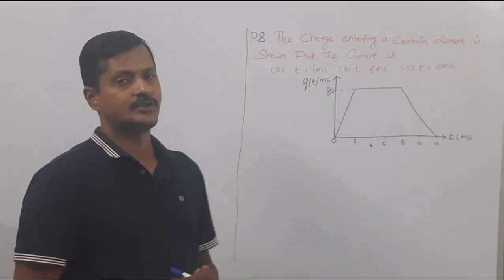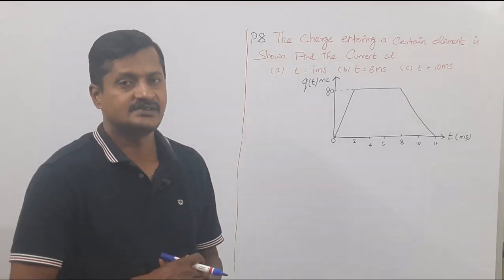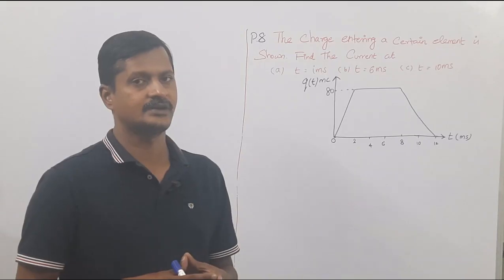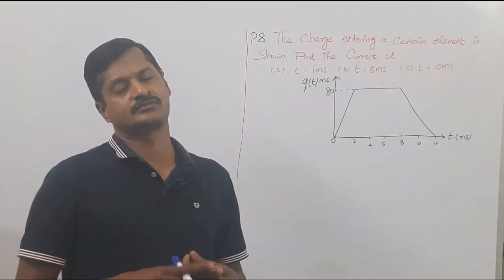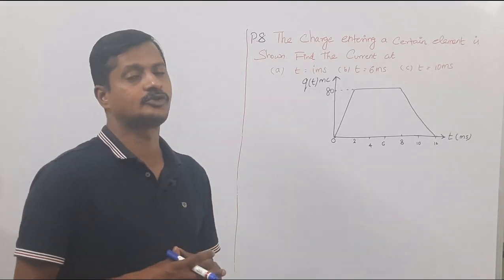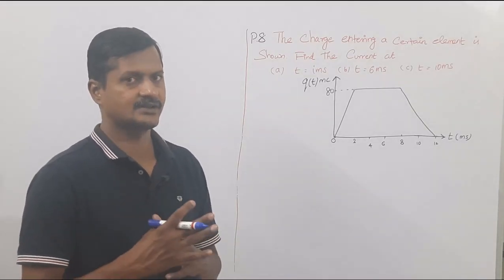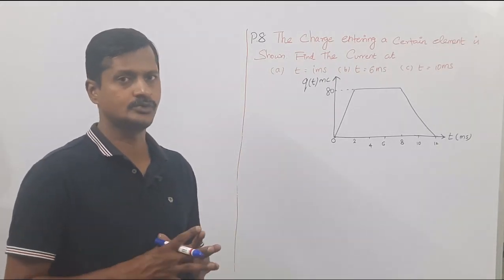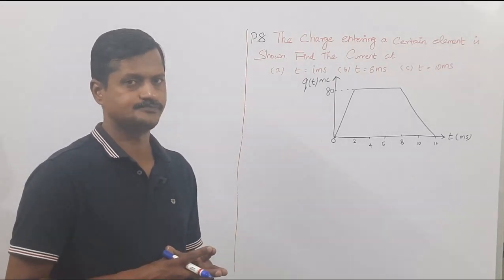So what is the difference between the previous problem numbers 7 and 8? In problem number 7, they are giving the current waveform, a graph of current. Instead of integrating, directly finding the area gives the charge.